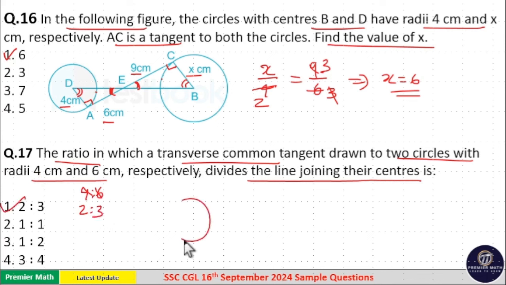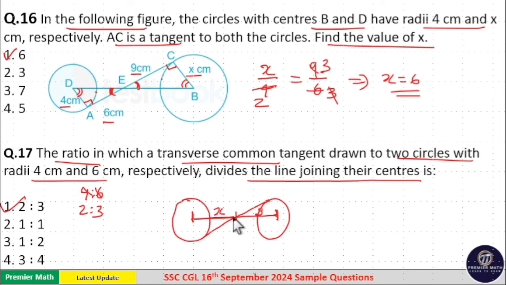That is, these are two circles. Now, a transverse common tangent. You can draw it in either direction. Now this transverse common tangent divides the line joining their centers in the ratio x is to y.